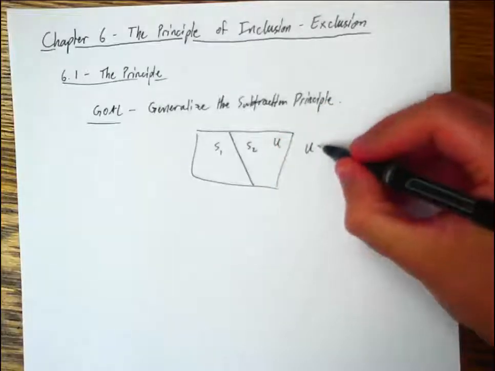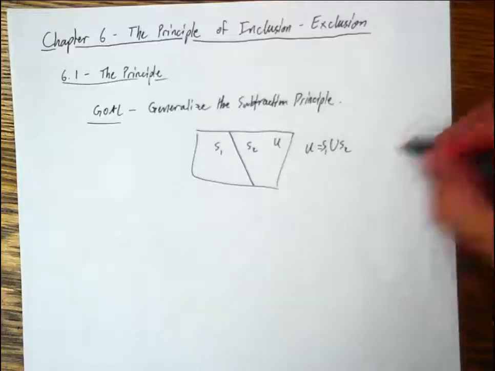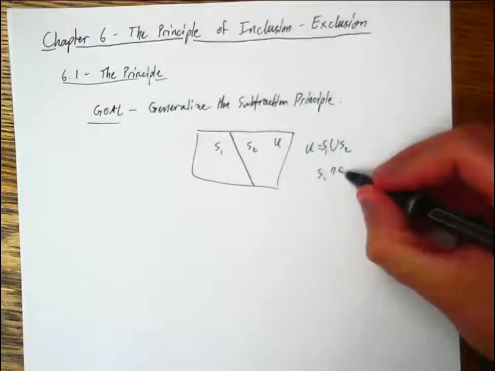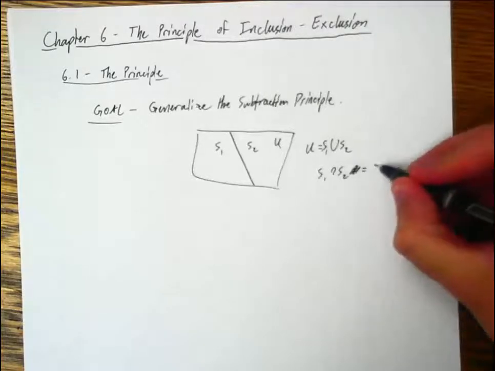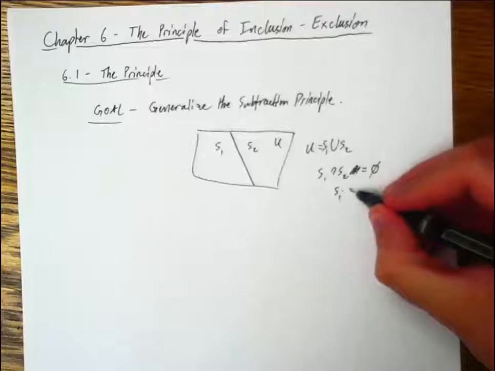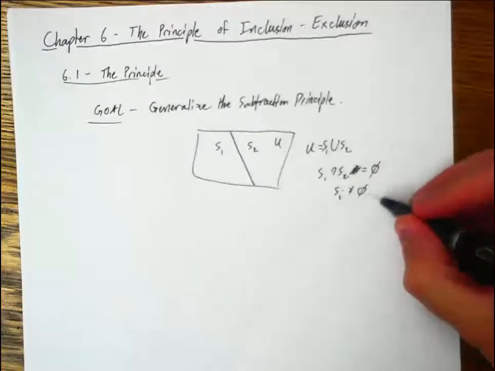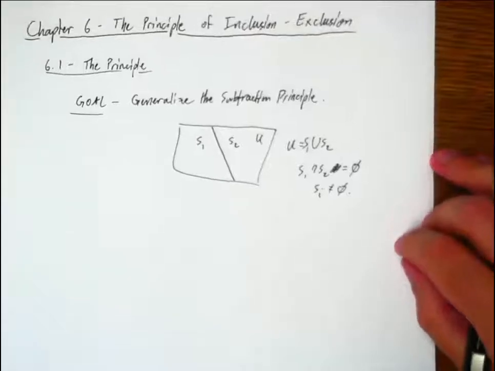That's the partition. U is the union of S1 and S2, where S1 and S2 are disjoint. And both of these pieces are non-empty. So in other words, something has to live in each piece.